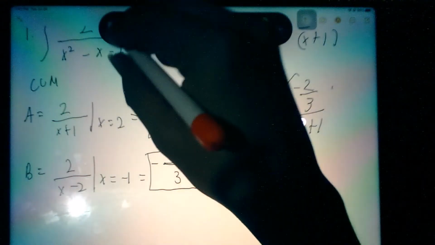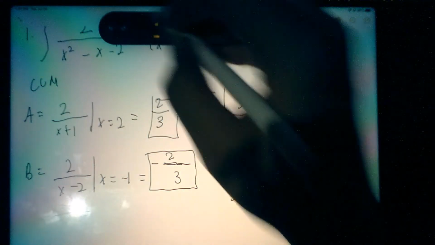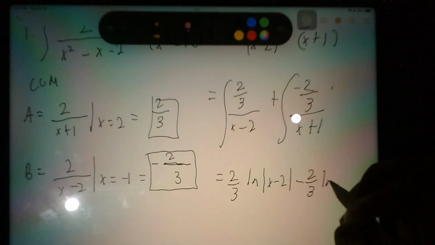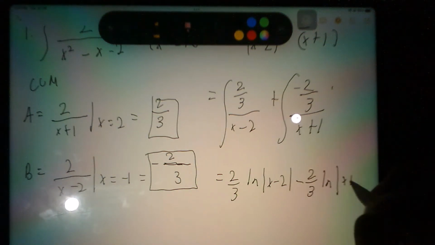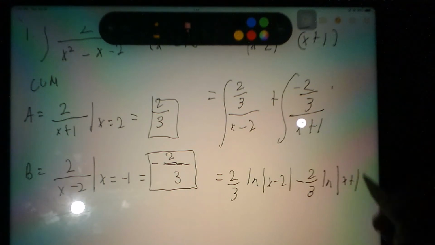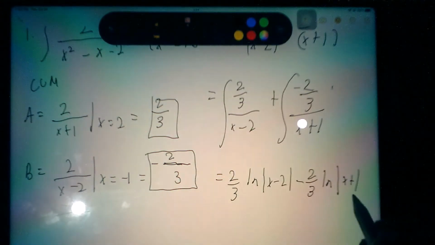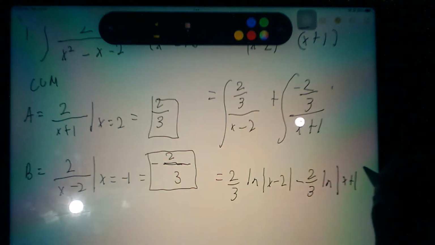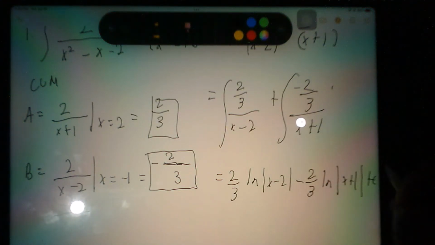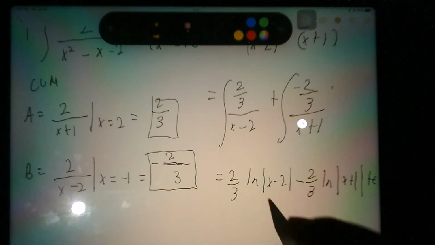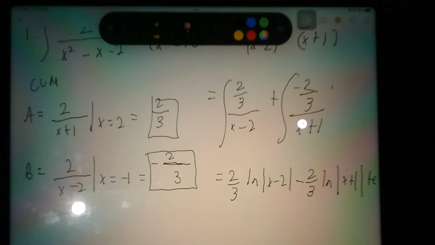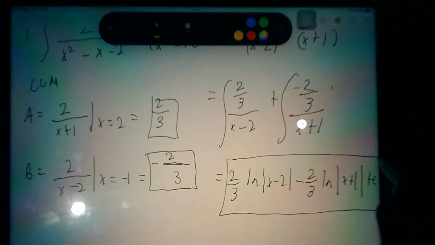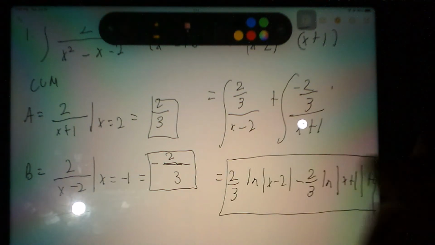Oh no, this is the wrong pen. Negative 2/3 ln of x plus 1, plus c. So this is our answer for problem number 1 under case 1.